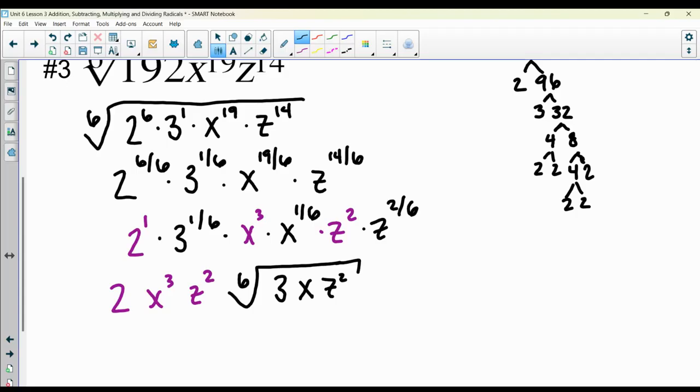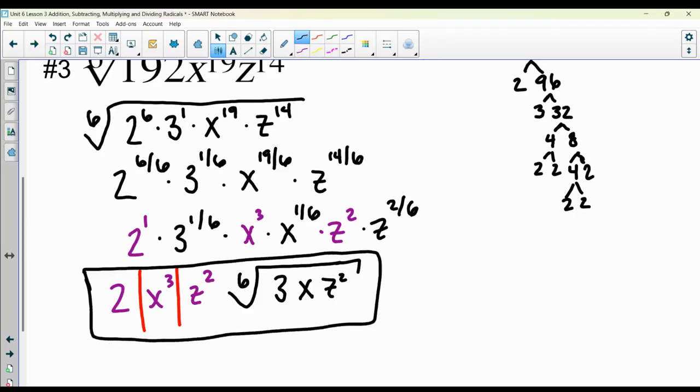The one last thing for this one is we did start with an even index. So in order to compensate for negatives and i's, we need to consider, did we take anything out that has an odd exponent? And we did. This x to the third is an odd exponent, so this would go in absolute values. Even though 2 is to the first power, 2 is a number, 2 is positive, we don't need to put that in absolute values. Z squared should not be put in the absolute value bars. So this is the most simplified version of number 3.